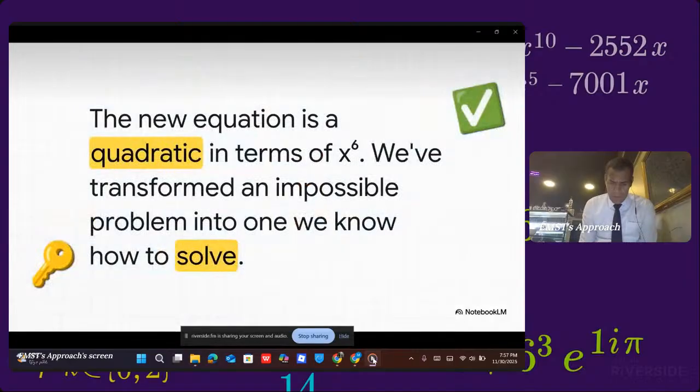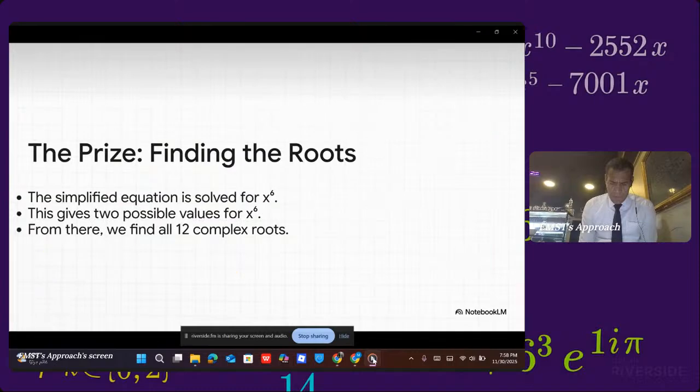So why is this such a big deal? Because this new equation, it's not really a scary 12th degree problem anymore. If you squint at it just right, you'll see it's actually just a quadratic equation, you know, from high school math. It's just in terms of x to the 6th. And that's a structure we know how to deal with. The problem has been totally transformed from impossible to, hey, we can actually do this. And that right there is the prize at the end of the road. We can solve this much simpler equation to find the 2 possible values for x to the 6th. And once we have those, it's a straight shot to finding all 12 of the complex roots for our original monster polynomial. We did it.